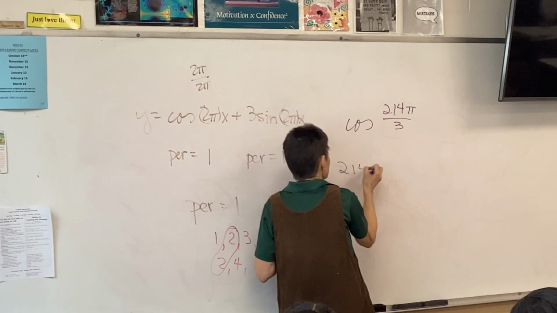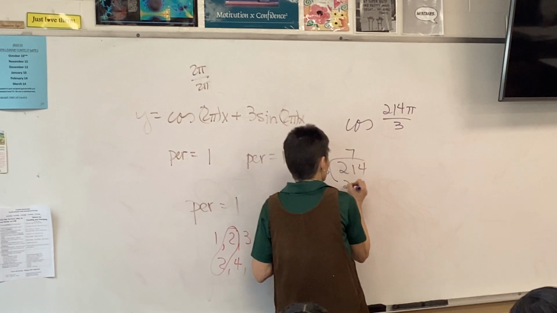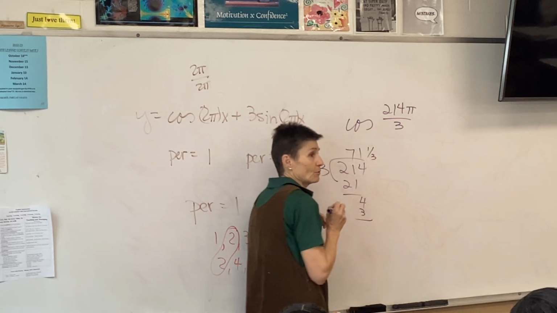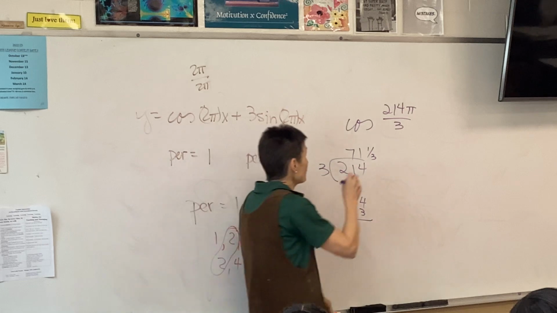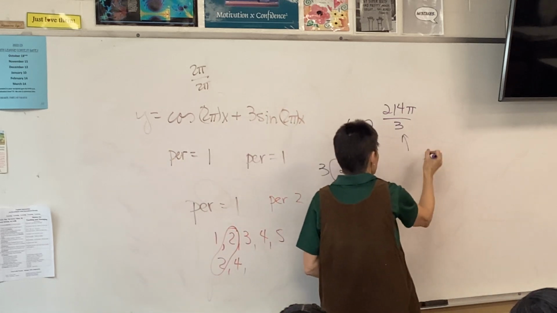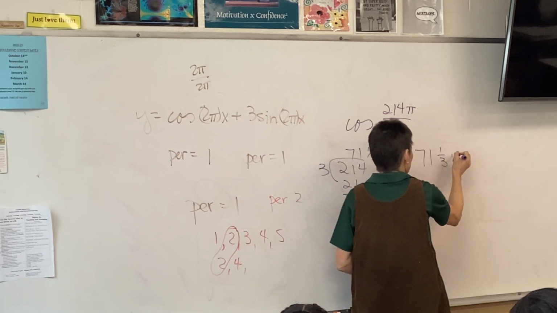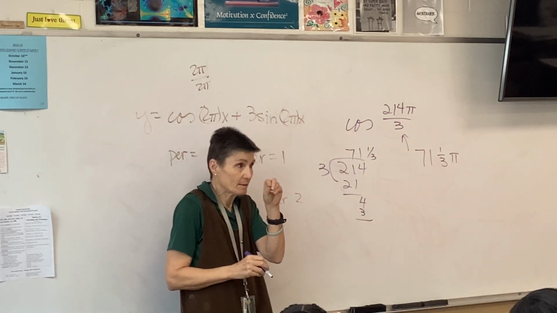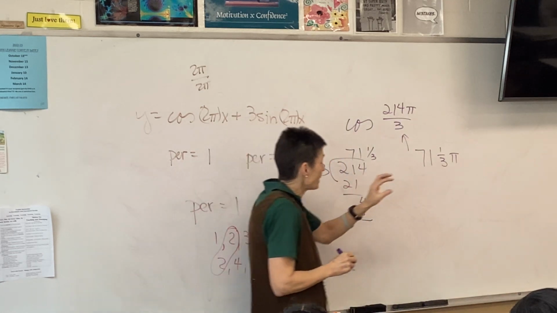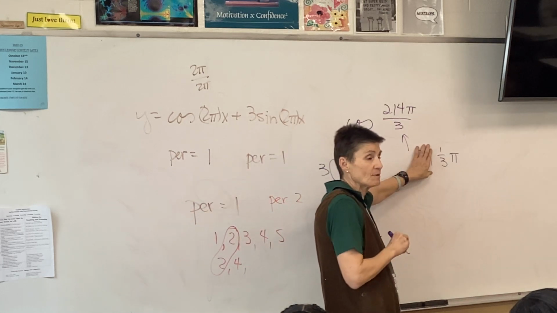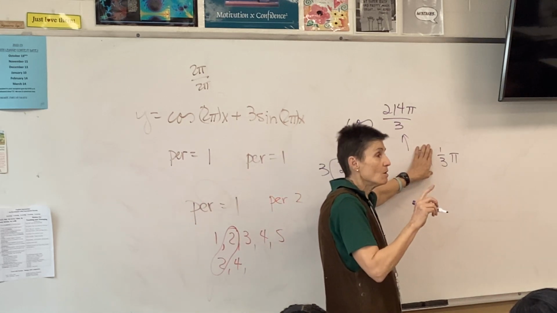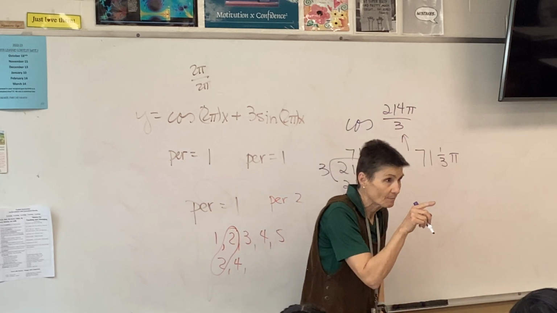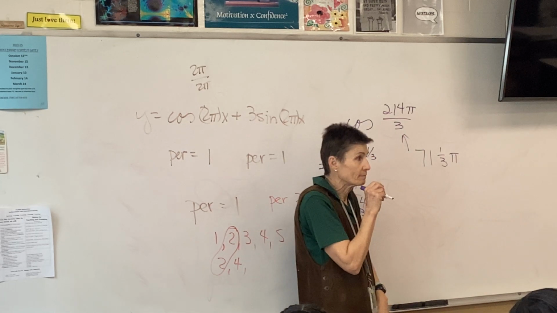So 214 divided by 3. Did you get 71 and a third? Yes. So another way of thinking about this number is 71 and 1/3 pi. Now, what some of you did is say, okay, I'm going to ditch that 71 pi. You can't. What can you ditch? Revolutions.